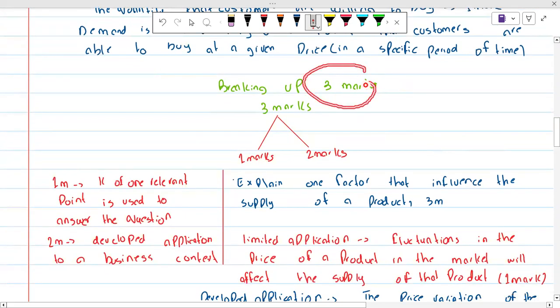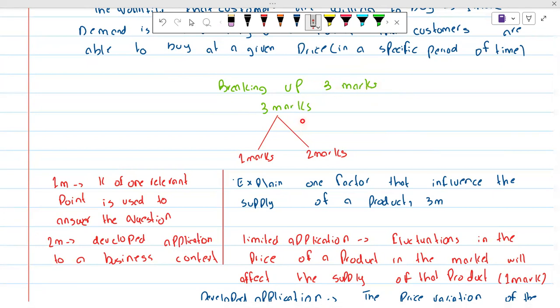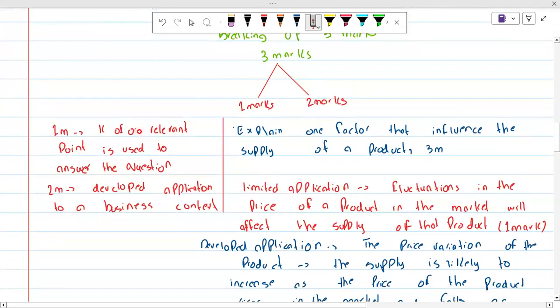Okay, so now let's discuss 3 marks. Basically we have 6 questions for 3 marks. I broke it into two assessment objectives. In 3 marks, one is for 1 mark, which is knowledge, and the other is for 2 marks, which is your application. So 1 mark for a relevant point used to answer the question, and 2 marks for developed application.